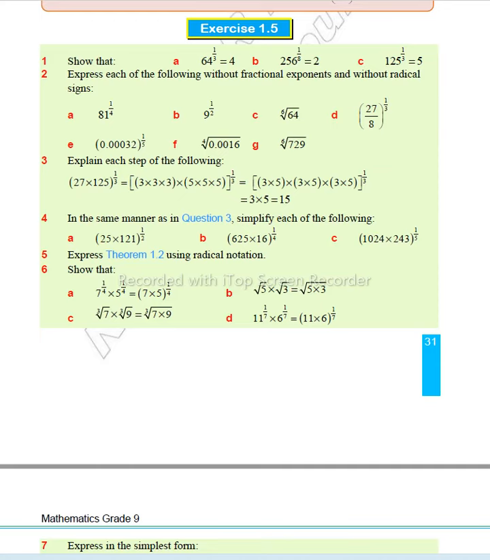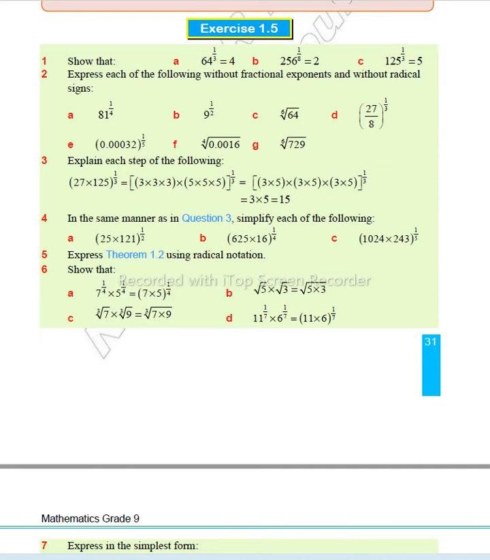Question number 3 says, explain each of the following step by step. So the first question says 27 times 125 to the power of 1 over 3.